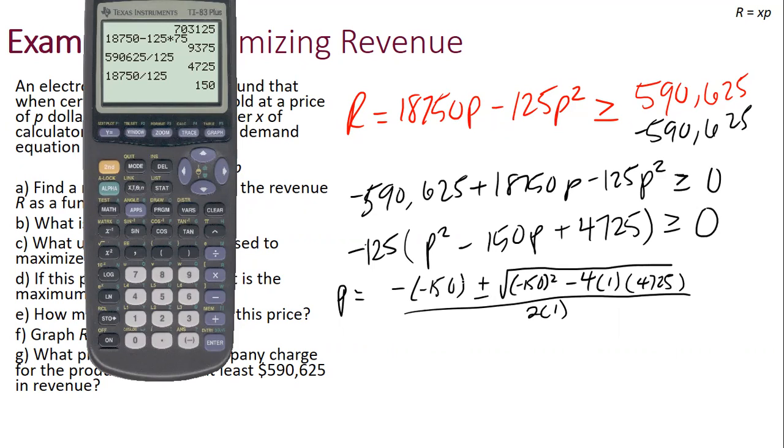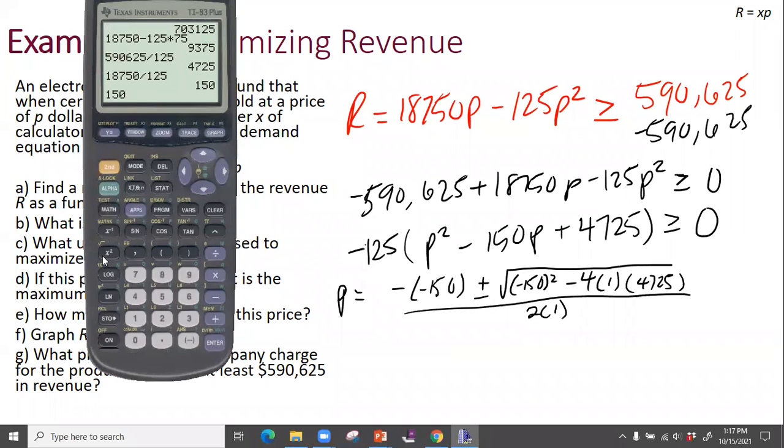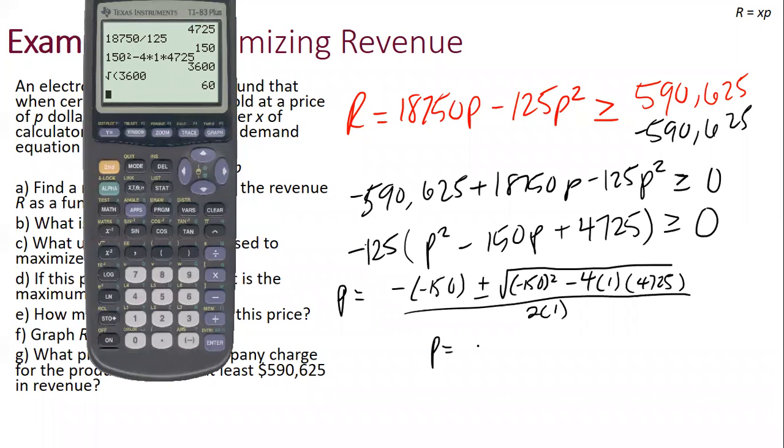So I'm going to do the discriminant first. And that's 150 squared minus 4 times 1 times 4,725. And I get 3,600. And the square root of 3,600 is, do I even really need to type it in? No, but just for the sake of it, it is 60. Oh my gosh. So we're left with P equals 150 plus or minus 60 divided by 2.